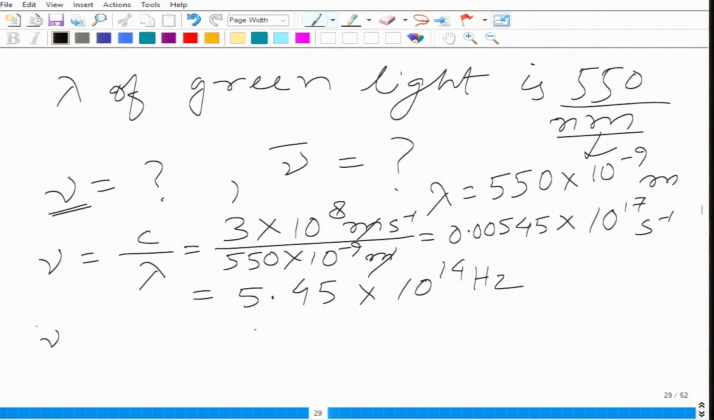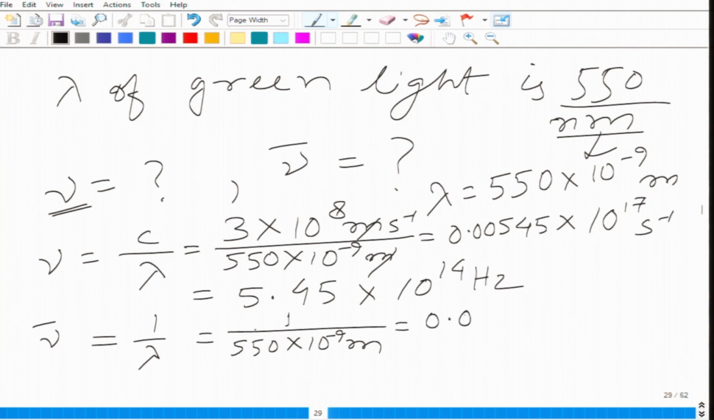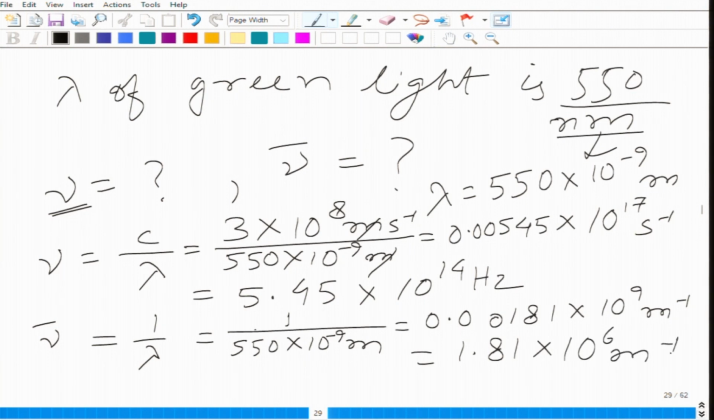And wave number, what is wave number? 1 by lambda. So 1 by 550 into 10 to the power minus 9 meters. So this will come as 0.00181 into 10 to the power 9 meter inverse. So this will come as 1.81 into 10 to the power 6 meter inverse.